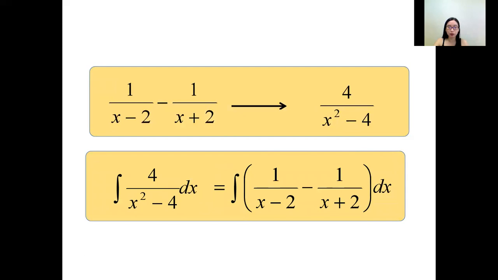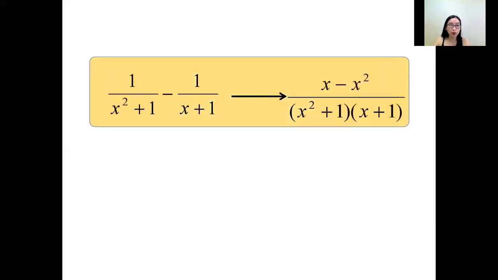in the rational functions integration technique, if we are asked to find the integral of 4 over x squared minus 4 dx, it is equal to the integral of its factors. So quantity of 1 over x minus 2 minus 1 over x plus 2 dx. So it is simpler, you can break it into simpler functions. So we distribute the integral sign and dx. So we can use the basic formulas in integration.